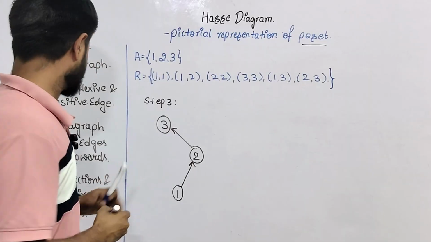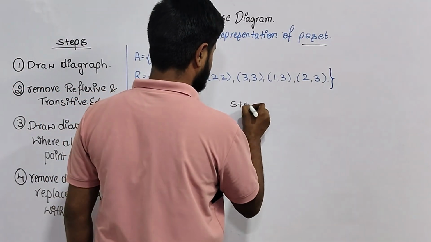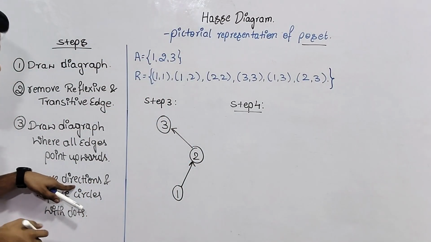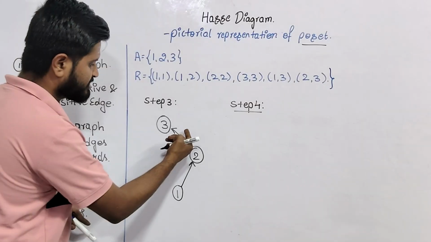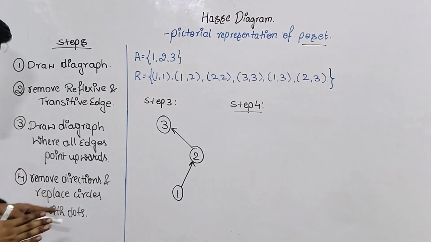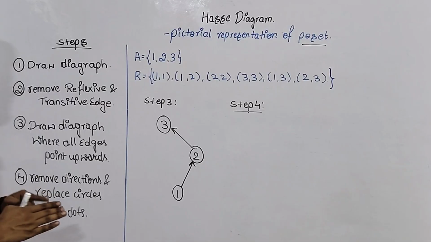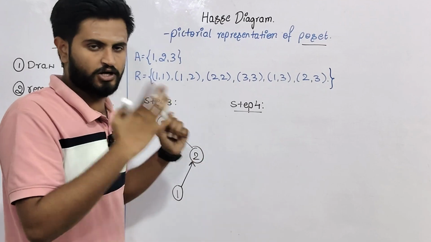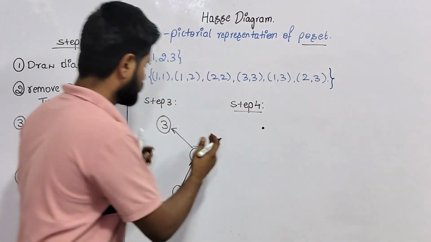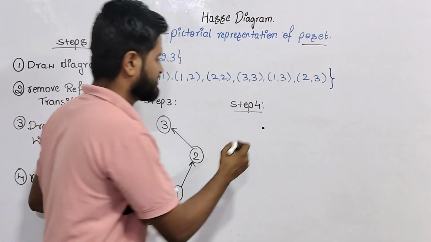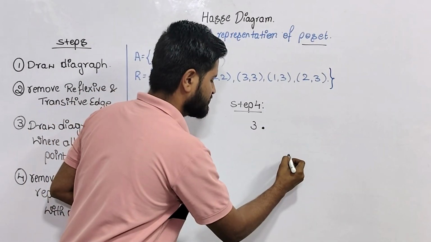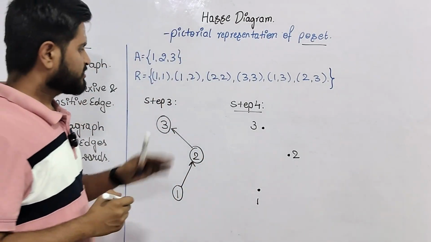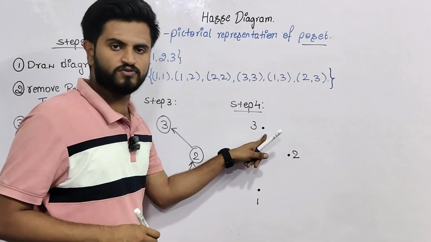So now the last step, step number 4. In step number 4, remove the directions. Here the edges are there, and you must remove the direction of those edges and replace the circles with dots. So here for 3 there is a circle, and we must remove it and replace it with a dot. As you wrote the diagram, the same way you must represent it here. This is for 3, next this is for 2, this is for 1. Now we remove the circle and replace it using the dots.